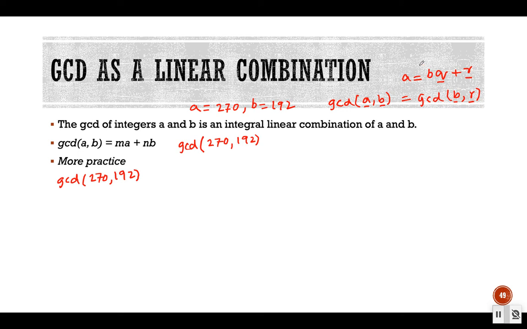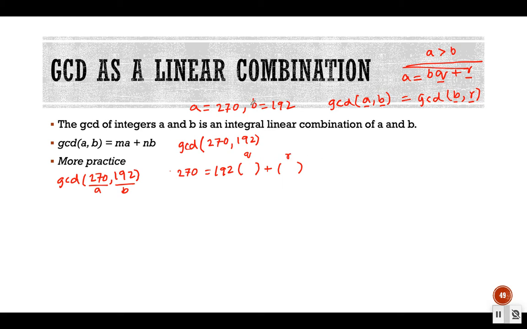In all of these examples we are going to assume that the first number is greater than the second number, A greater than B. Now here we have GCD of 270 and 192, so that's our A and that's our B, and I'm going to represent A as BQ plus R. So I'm going to represent 270 as BQ plus R, where B is 192, plus something times something plus something. That's my Q and that's my R.